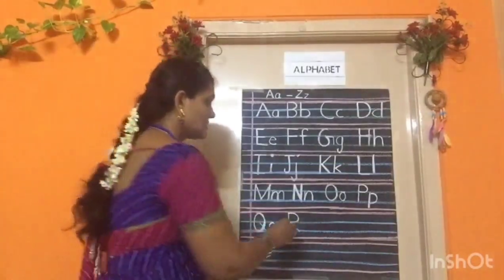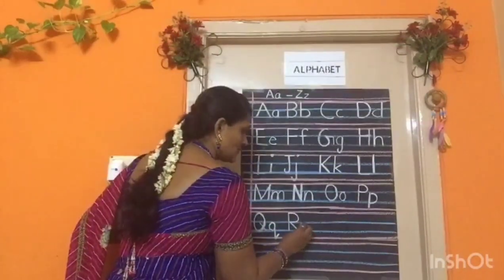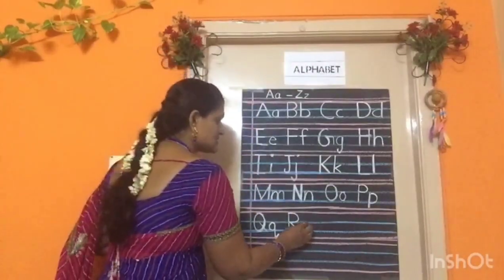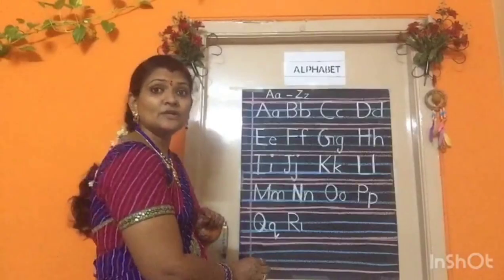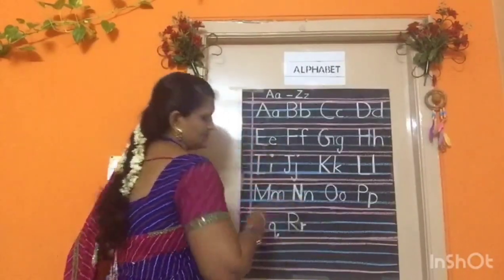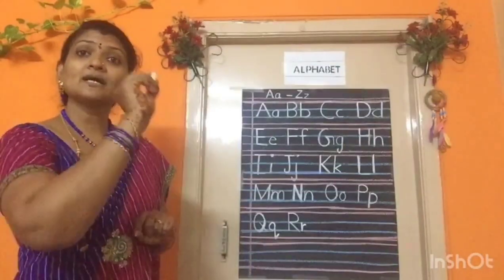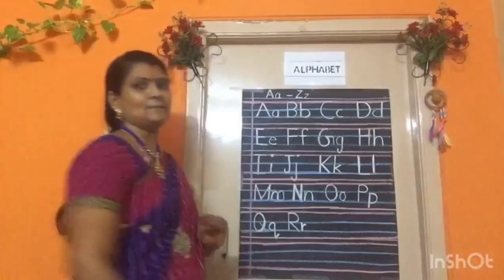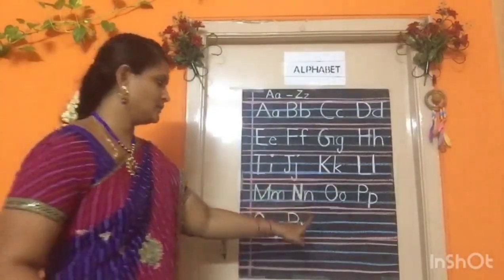Now comes small r. Vertical line from blue line to two blue lines. Vertical line in between two blue lines and go up. Like a curve. Half curve. See? Go up. This is small r.